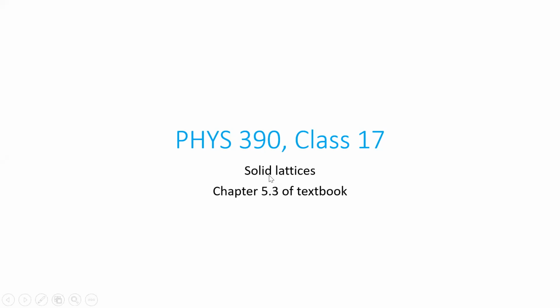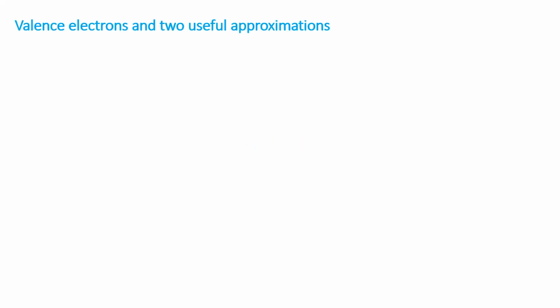Two particular models we'll look at, which simplify the complicated way that electrons fill up energy states in solids, are one, the free electron gas, and two, the Bloch theory of a periodic potential. So we'll get into those in a second. This comes from chapter 5.3 of our textbook. Okay, so let's get started.